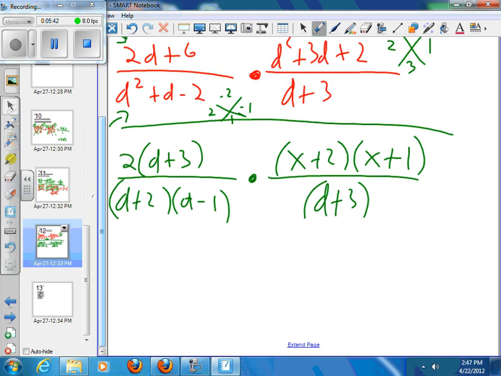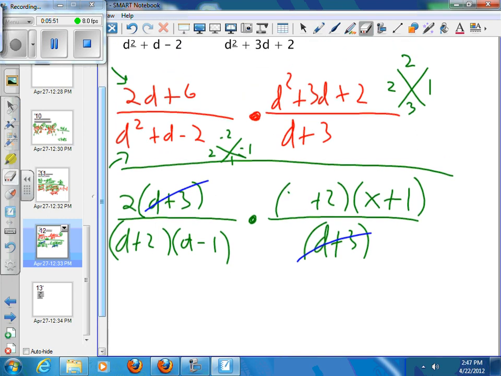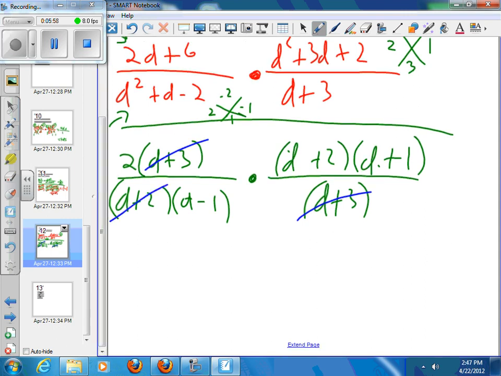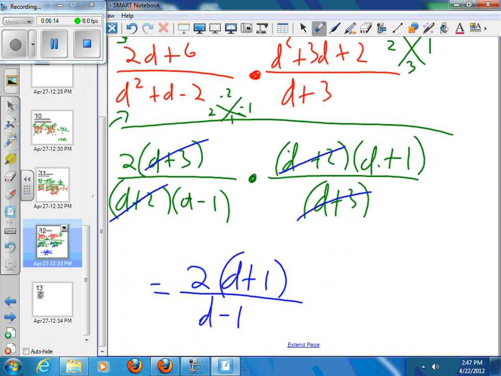Let me move this up a little bit. So I've got a d plus 3 here and a d plus 3 over there. Oops, I changed my d's to my x's. Let me go back and fix those. Those are all d's. That's a d and that's a d. So this is a d plus 2 and this is a d plus 2. And that's a d minus 1 and that's a d plus 1. And there's no way possible you're going to get those to be the same thing. So we've got everything canceled we can. So we have a 2, d plus 1 on top, and a d minus 1 on bottom.